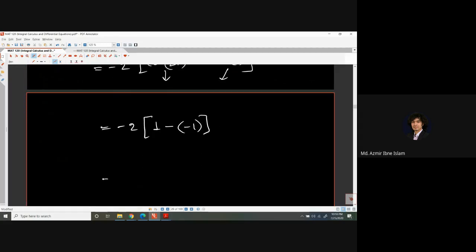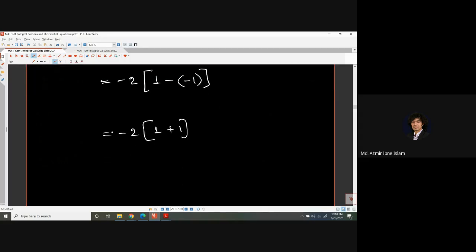So finally we can solve, that is negative 2 times 1 plus 1, negative, negative, positive. So we are getting actually negative 4. So this is the result for our given definite integral from pi squared to 4 pi squared of 1 over root x sine root x dx. Negative 4 is the answer. Okay.